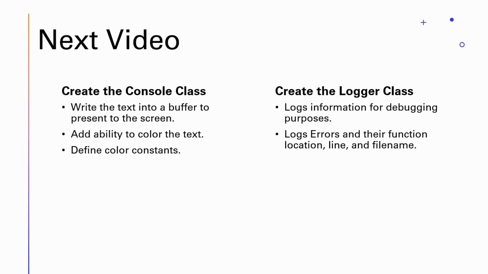All right, so we've made it to the end of the video. Hopefully you guys enjoyed it. And in the next video, we're gonna be creating the console class, which is a nice way to write text into a buffer and present it to the screen. We'll also be able to color the text and define color constants. And we'll also be creating a small logger class.